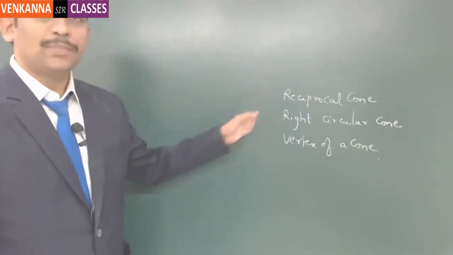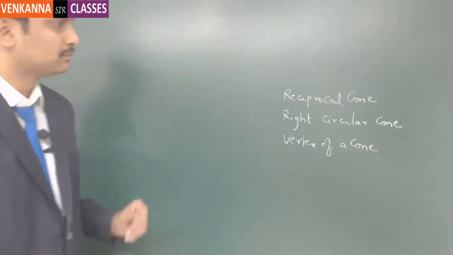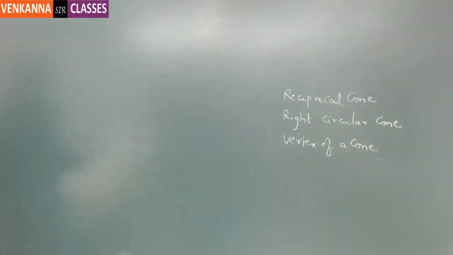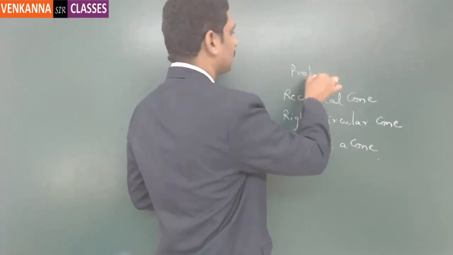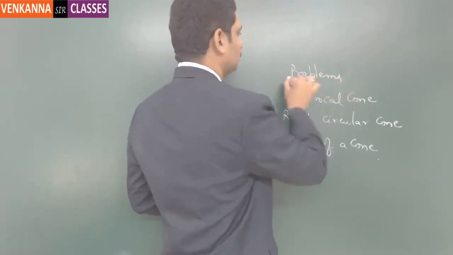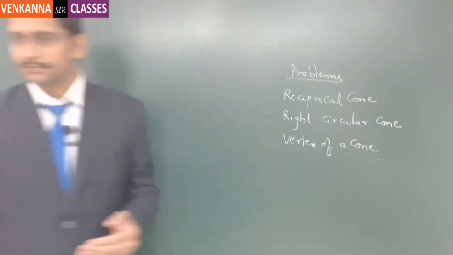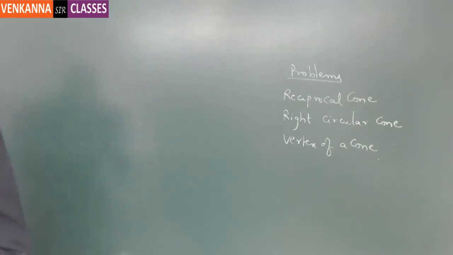So on these topics, we are going to discuss reciprocal cone, right circular cone, and finding vertex of a cone. I think remaining concepts we have done in the previous class. And we are going to take some problems also based on the previous session that we discussed. So please take a note of these things.